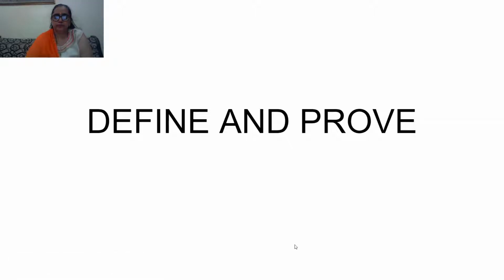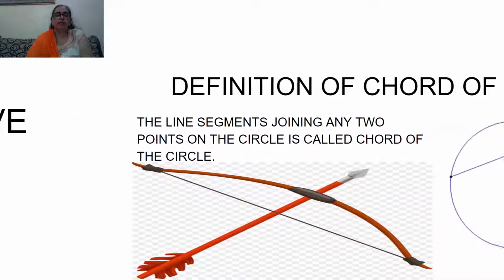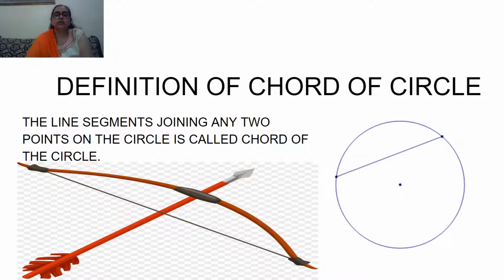Define and prove. Let's define what is the chord of a circle. The line segment joining two points on the circle is called a chord of the circle.